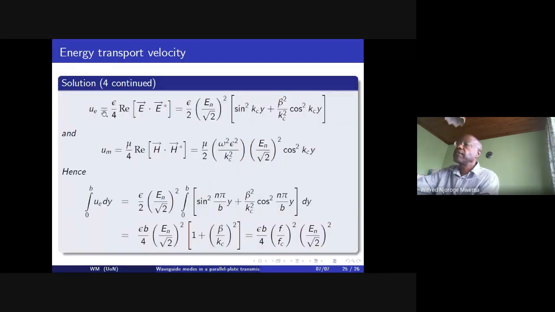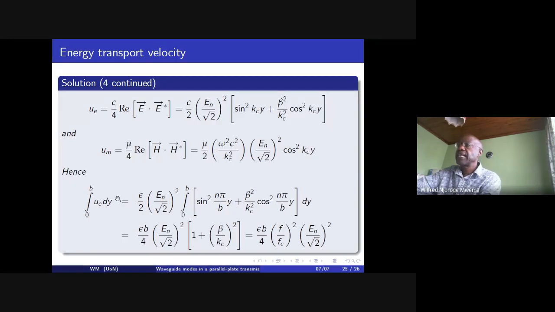Now, U of E, the energy density stored in the electric field, is going to be given by that value there, and we get a value of sine squared Kc y plus beta squared by Kc squared cos squared Kc y. Okay, those are the two components, Ez and Ey. And the energy density in the magnetic field is going to be given by that value there. Here we are assuming that epsilon and mu are real, and therefore we get a value of mu by 2 multiplied by that equation.